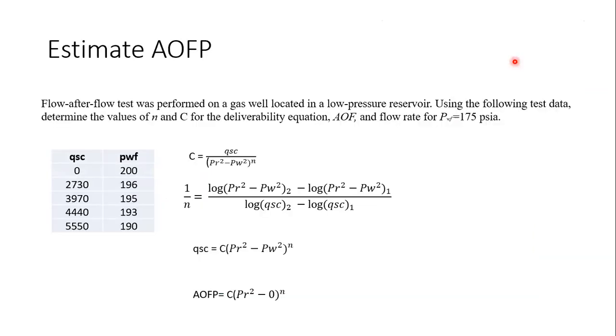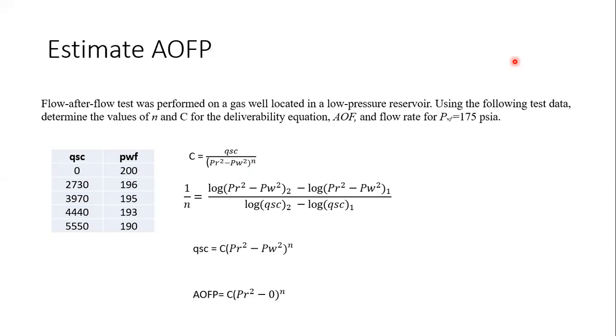So first of all, we have discussed the gas deliverability test, which has another synonym, the flow after flow test. If a flow after flow test was performed on a gas well located in a low pressure reservoir, using the following test data, determine the values of N, which is the exponent, and C, the coefficient, for the deliverability equation. And AOF, sometimes called absolute open flow, or else AOFP, absolute open flow potential. And the flow rate at a particular pressure, which is equivalent to 175 psia.